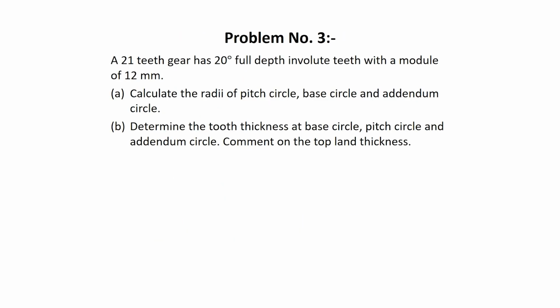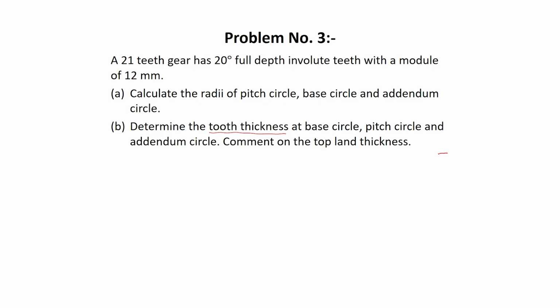Now, next take the third problem, which is given as: a 21-teeth gear has 20-degree full depth involute teeth with a module of 12 mm. Calculate the radii of the pitch circle, base circle, and addendum circle. Determine the tooth thicknesses at the base circle, pitch circle, and addendum circle.